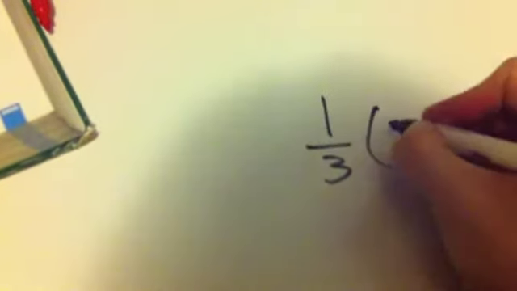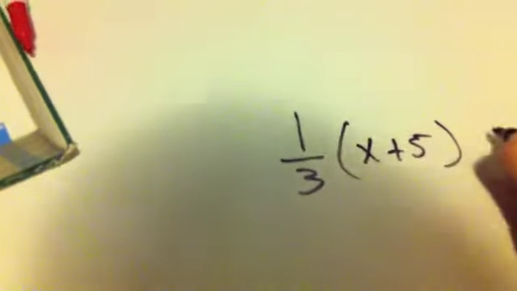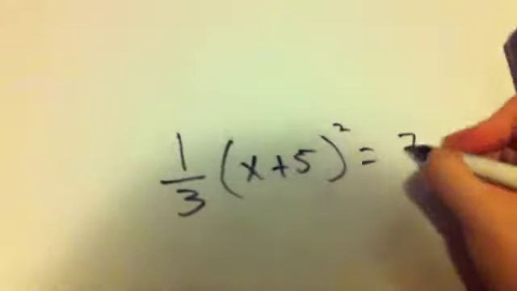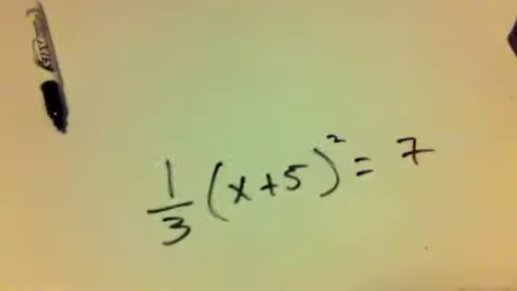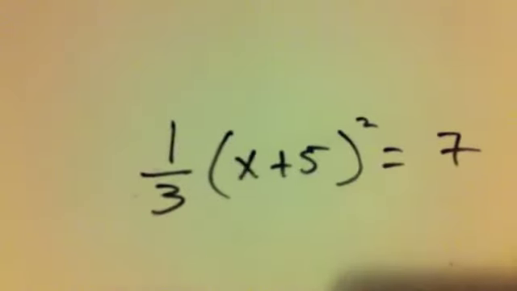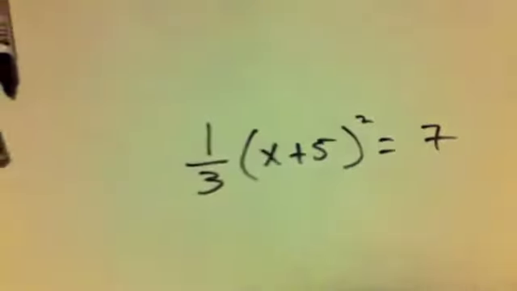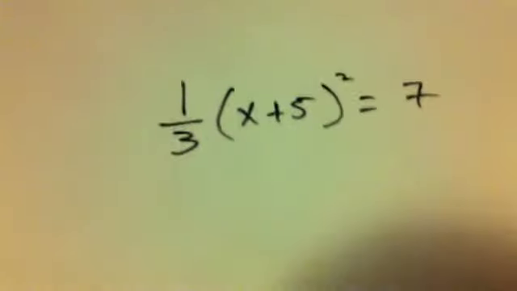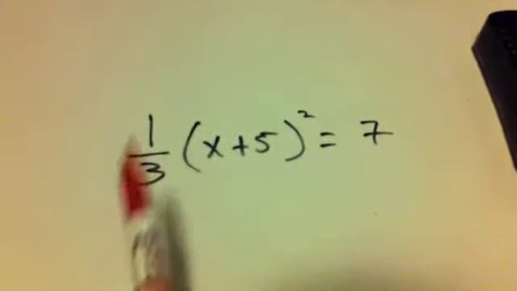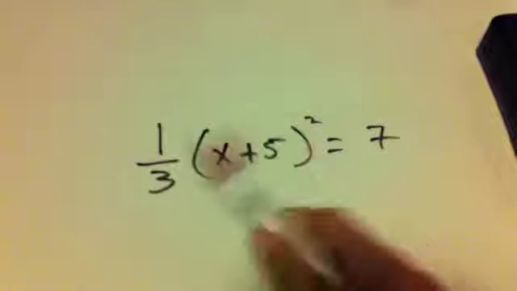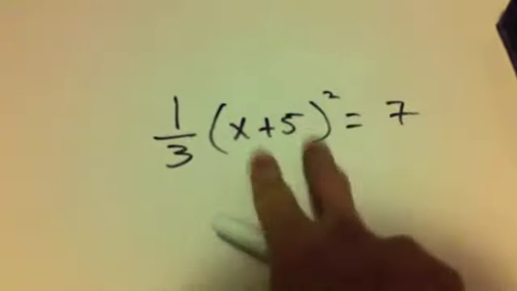Let's look at another example. If we have 1/3 times the quantity x plus 5, squared, equals 7. Now, the previous problem is one of the easy ones for most people. But these tend to be a little more challenging, simply because, A, there's a fraction, and people just don't like fractions, even though fractions are your friends, and B, x is not what's being squared. You have to realize that this quantity is being squared.